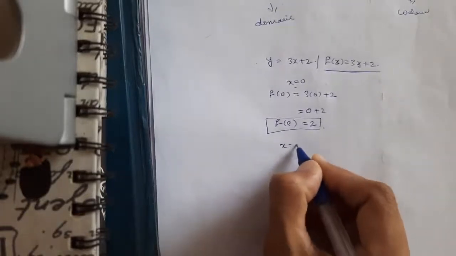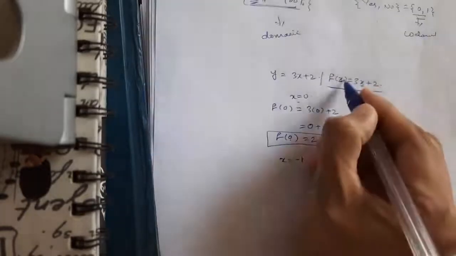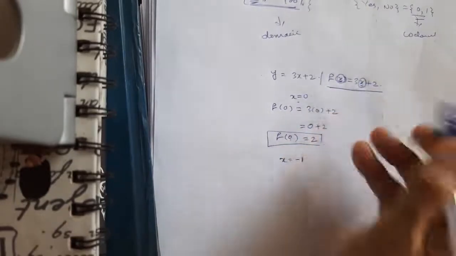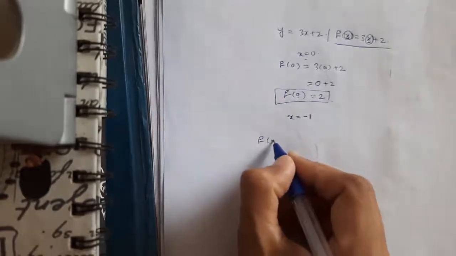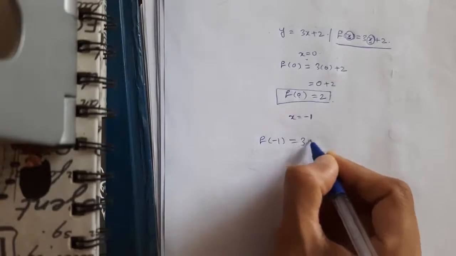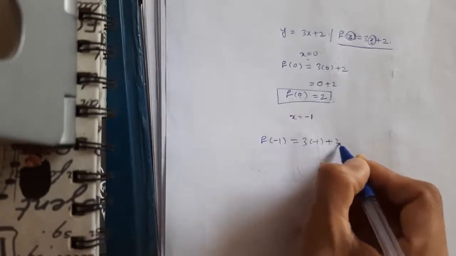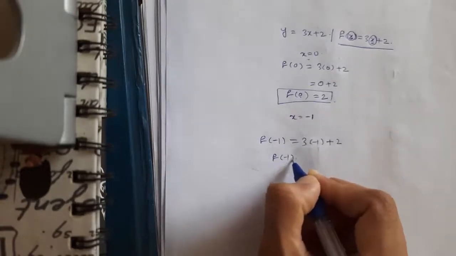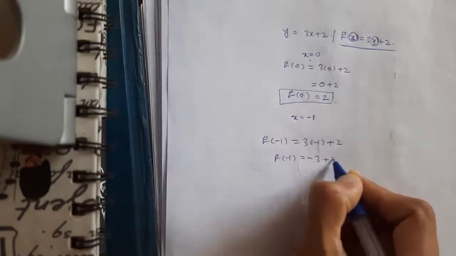That's how I calculate. For example, at x equal to minus 1, what will I do? I will just replace this x with minus 1. So f of minus 1 equals 3 into minus 1 plus 2. So f of minus 1 equals minus 3 plus 2, which equals minus 1. So that's how we calculate the value of the function.